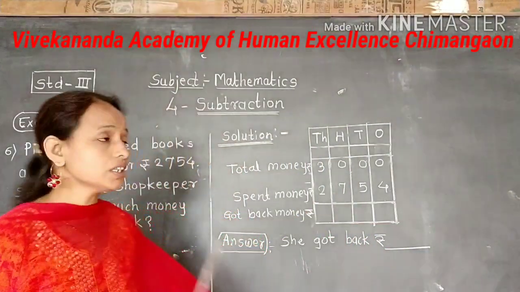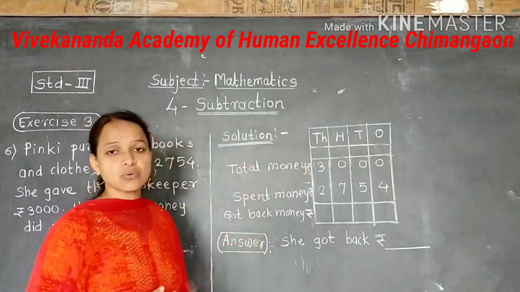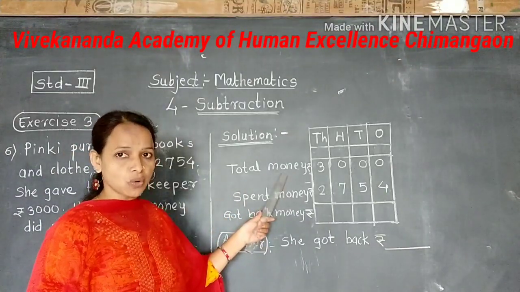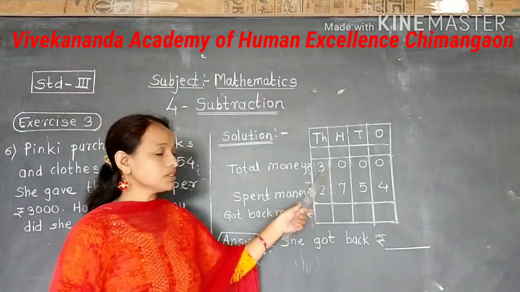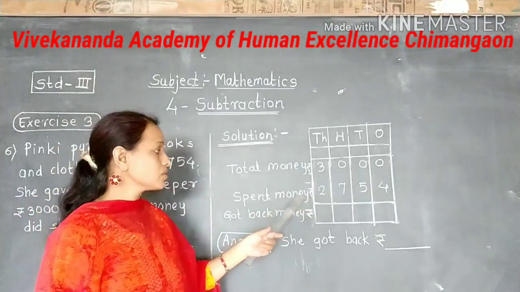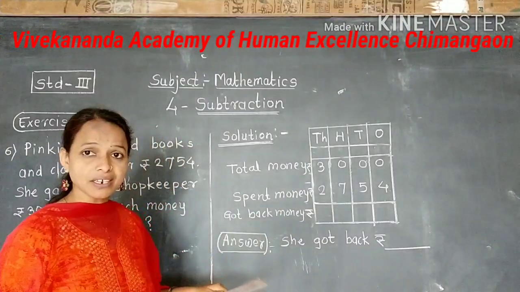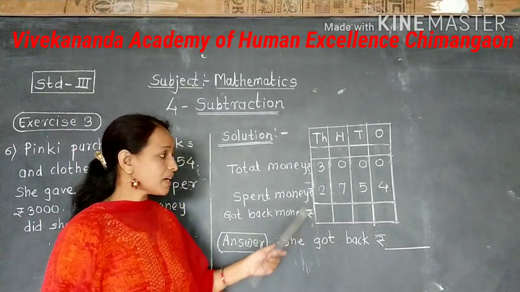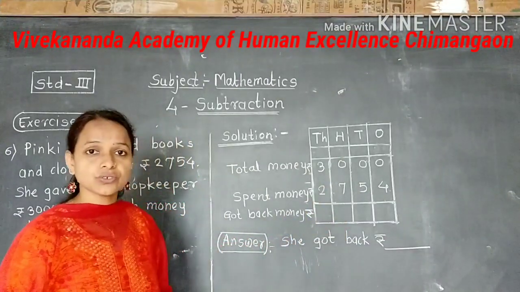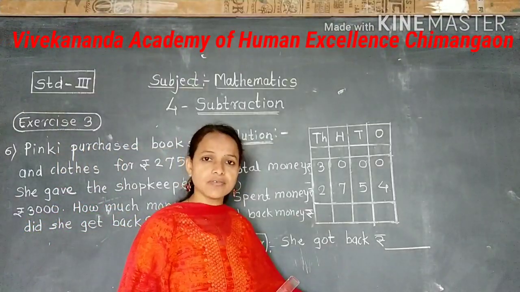Look here. Here we make 4 columns: ones, tens, hundreds and thousands. So what is given? How much money did she give the shopkeeper? Rupees 3,000. And how much money did she spend on books and clothes? Rupees 2,754. And how much money did she get back? To find it, we have to subtract 2,754 from 3,000. So first we subtract ones, then tens, then hundreds, and finally thousands.